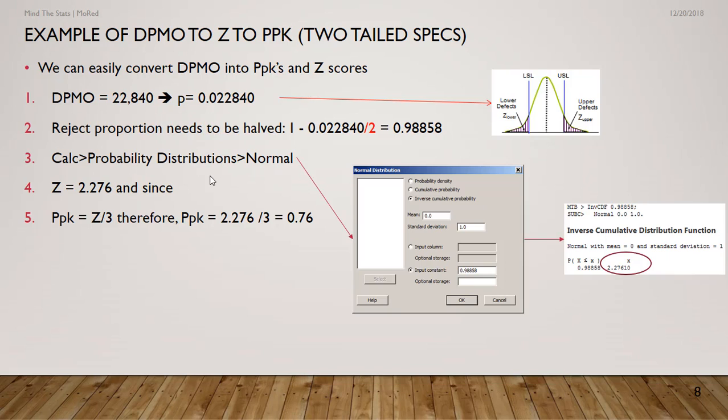And from that, we do the same thing. We issue the calc command in Minitab, where we enter the new value in the constant here, and nothing else has changed. We click OK, and you get the new value of Z. So Z value here is 2.276. You divide it by 3, and you end up with a new PPK.